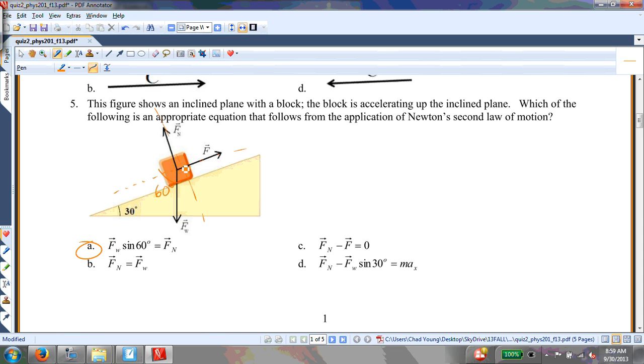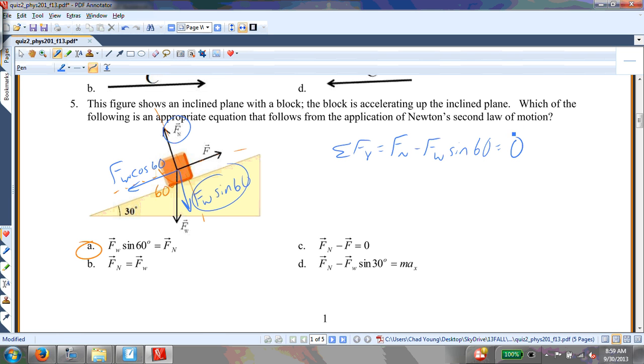Yeah, that is correct. So if I take the y component of my force, the y component of my force is FW sine of 60, and the x component is FW cosine 60. And let's see, so my normal force is equal to my force weight sine 60. That takes from the sum of the forces in the y direction equals Fn minus Fw sine 60. That's equal to ma, but a is 0 in the y direction, so that's equal to 0.